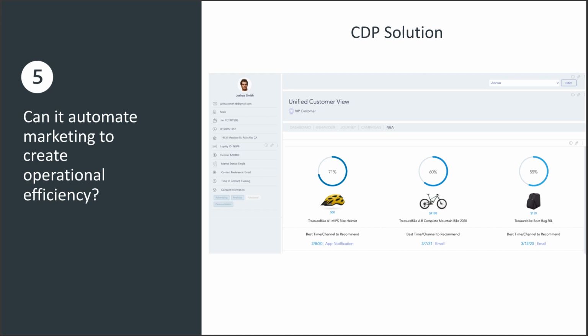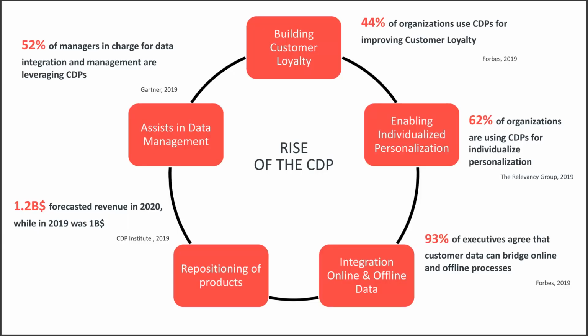And the number of people approaching this world is rising dramatically in these years, as you can see from this slide. The marketing institutes are recording this trend too. For example, 52% of managers in charge of data integration are leveraging CDPs, 93% of executives agree that customer data can bridge online and offline processes, and 44% of organizations use CDPs for improving customer loyalty. But they are not just trendy platforms. They bring tangible results for those companies who decided to adopt a CDP. So I think that Jonathan can show us some real numbers taken from the customers.